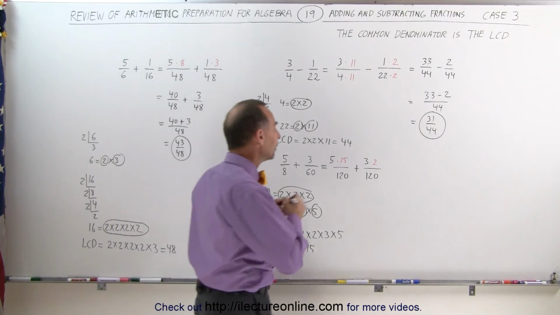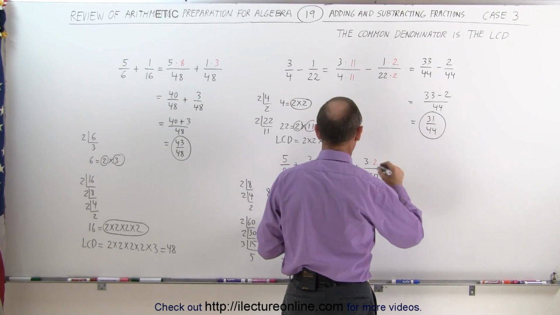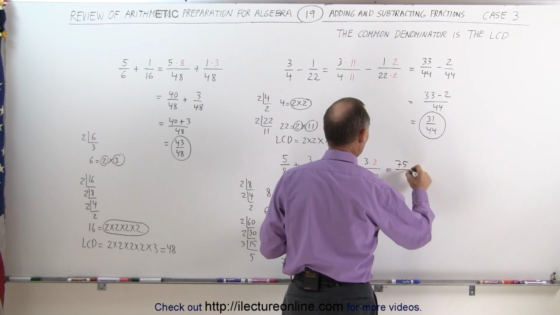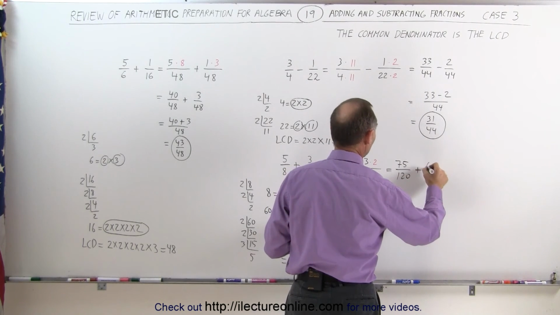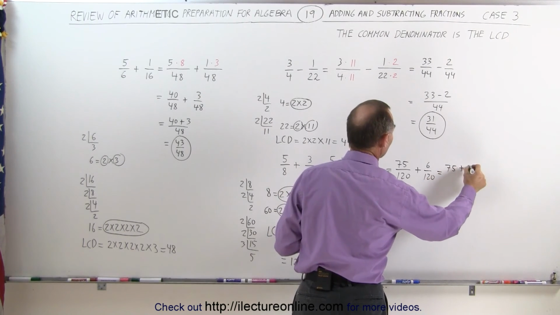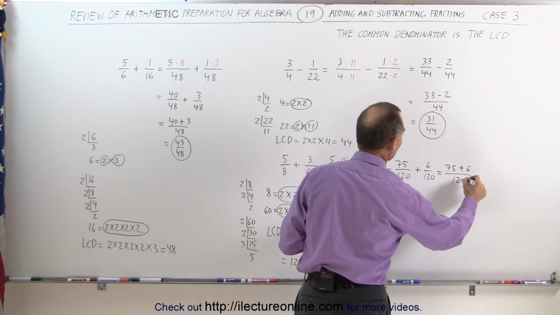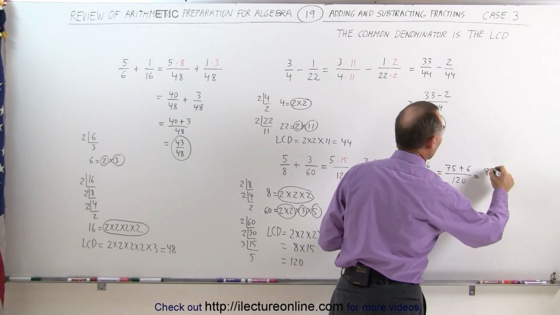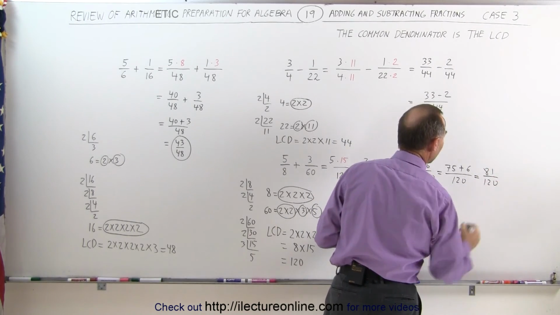To complete the problem, I can now write this over. I can write this as 75 over 120 plus 6 over 120, which is 75 plus 6 over the common denominator 120, which is 81 divided by 120.